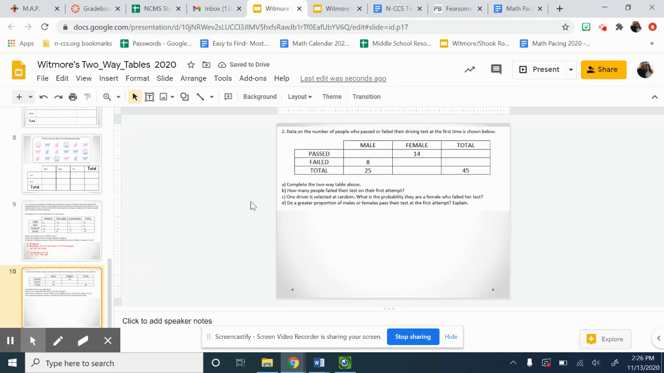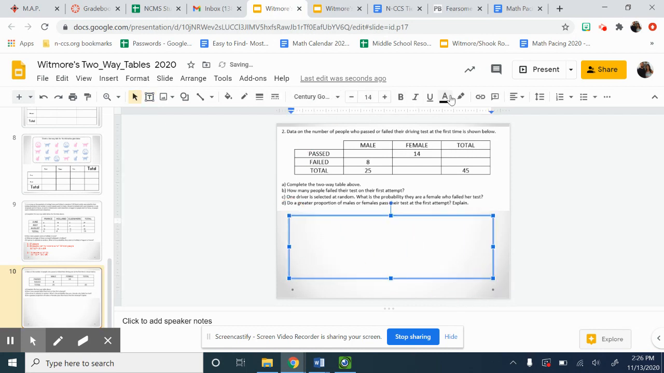So when we go to number 10, you're going to fill out this table based on the information you have. You'll have to add and subtract to fill in all your missing holes. And then down here at the bottom, you're going to do similar to what we just did on the last slide. You're going to answer these questions and you'll just list them B, C, and D.